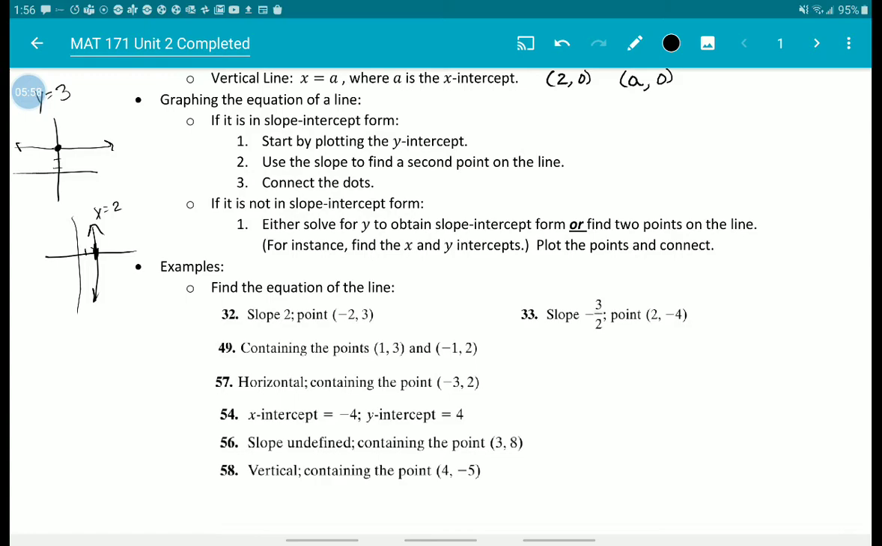So we could take lines and graph them, and we're always going to use that slope-intercept form. It just makes it easier to graph. We're going to start by plotting that y-intercept, and then we're going to use that slope to find another point, and then we're going to connect those dots. So let's look at an example. Let's say we have y equals 1/2 x plus 1.